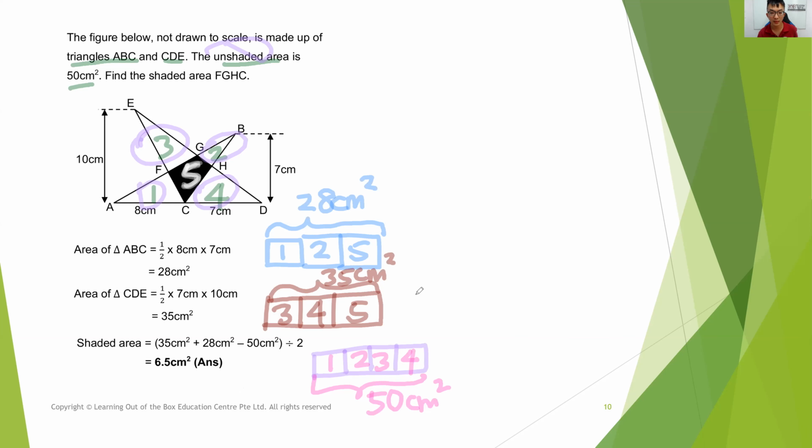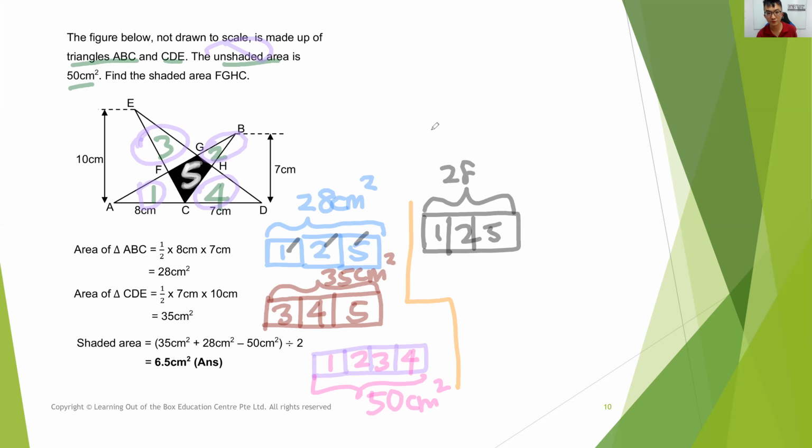Okay, so now, let me try again. We have 1, 2, and 5. And we have 3, 4, and 5, so that is 35. So what is 35 plus 28? With 50 given. Okay, 63.